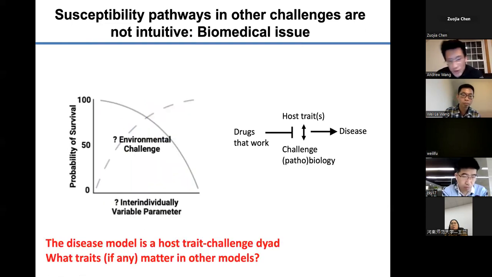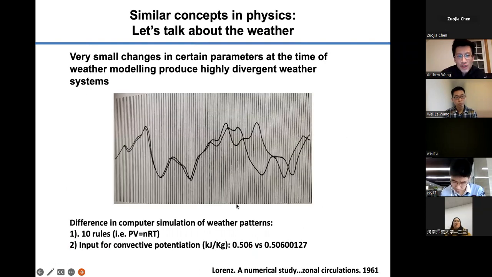So the conclusion is that the disease model is really a host trait challenge dyad, and it would be important, I think, especially for preclinical models, to understand if any of these traits matter, and that's the actual biology that we're studying.